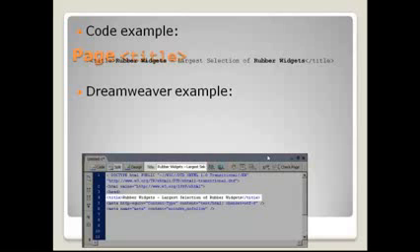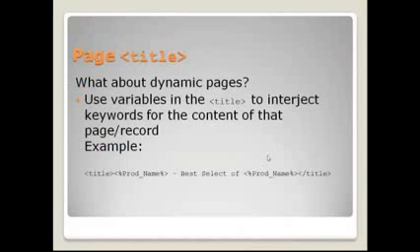So here's a code example for what a page title looks like. We have our example, rubber widgets, and the title is: largest selection of rubber widgets. There's the keyword phrase twice in the page title, and it's still pretty clear to the user and to Google that this page is about rubber widgets. So what about dynamic pages?